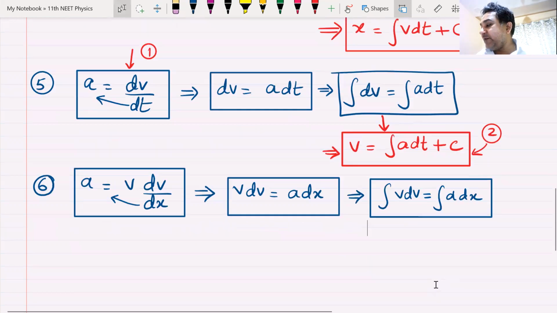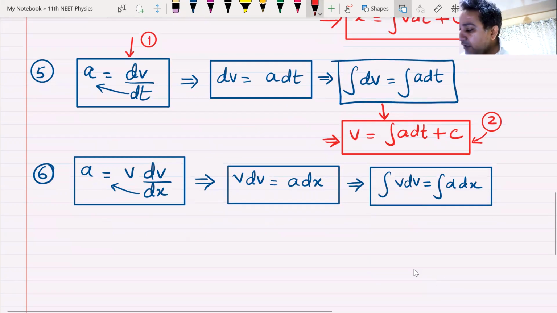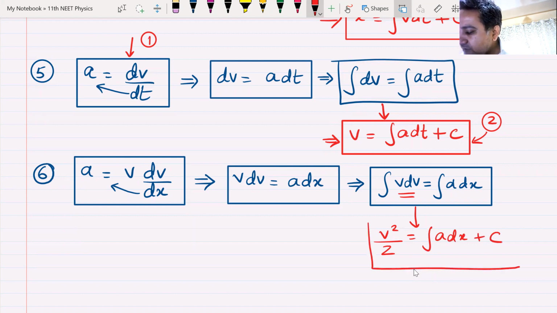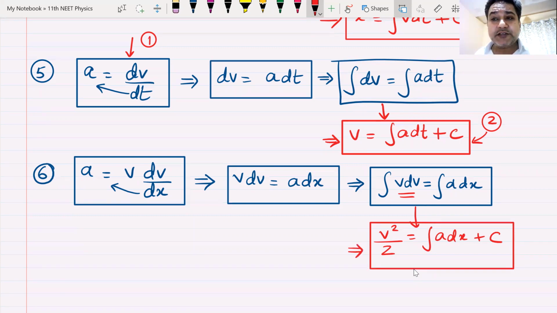The last step, I will integrate them. Integral of V dV will give me V square by 2, and that will be equal to integral of A dx plus some constants. That is how I can get velocity if I know acceleration. From this equation, I can get acceleration if I know velocity.